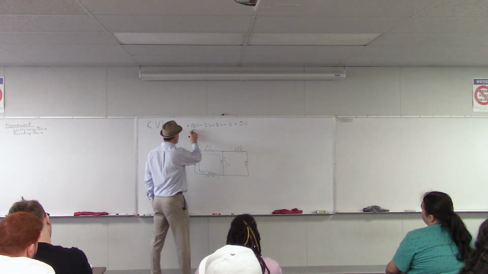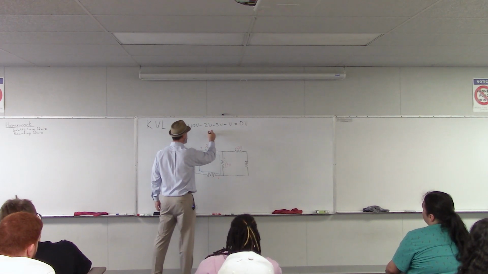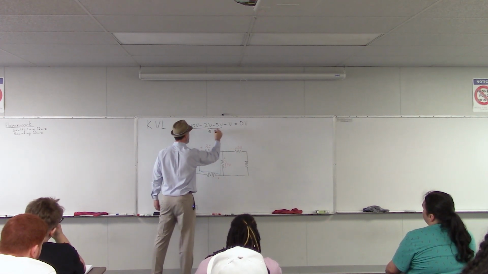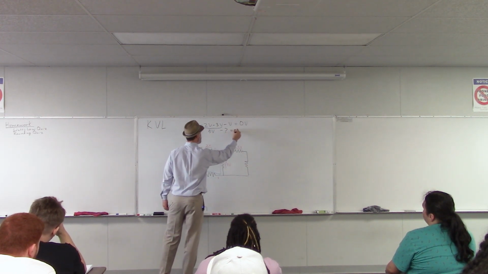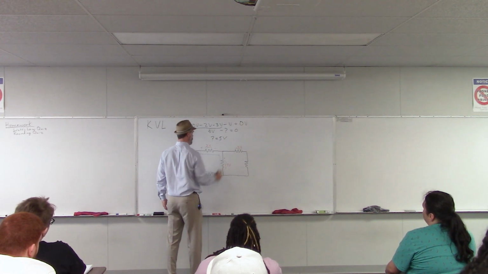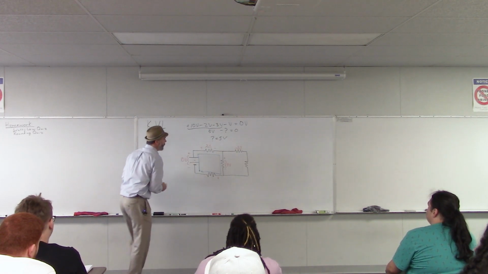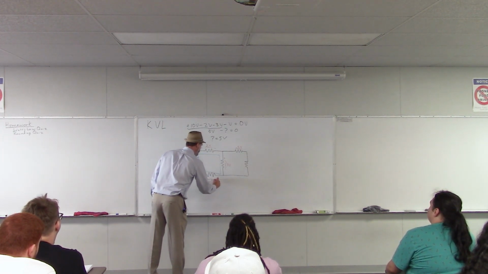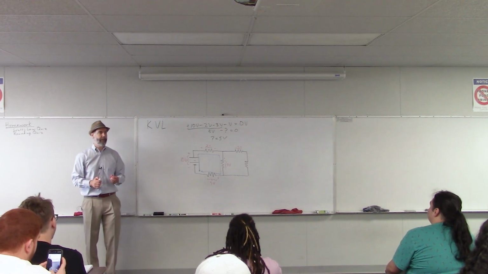Some people are doing the math in their heads, which is awesome. So if we do 10 minus 2, that's 8, minus 3, that's 5. So 5 volts minus our unknown voltage equals 0. So the unknown voltage equals 5 volts. So this unknown voltage there would be 5 volts. Any questions about how we got that?